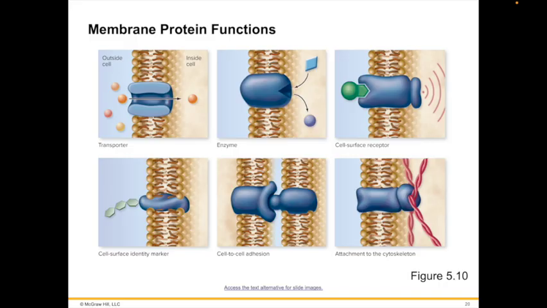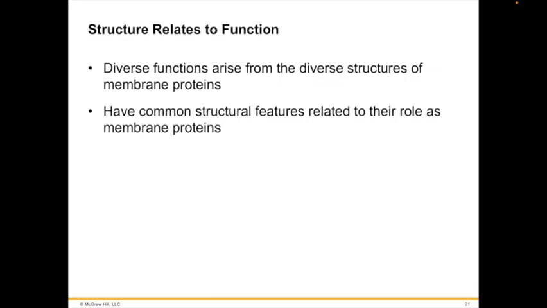Proteins that affect membrane structure. Membranes tend to form spheres or sheets in aqueous solutions. Wedge-shaped proteins can cause membranes to bend, allowing the formation of tubes and folded sheets. As just detailed, membrane proteins can serve a variety of functions. These diverse functions arise from the diverse structures of these proteins, yet they also have common structural features related to their role as membrane proteins.